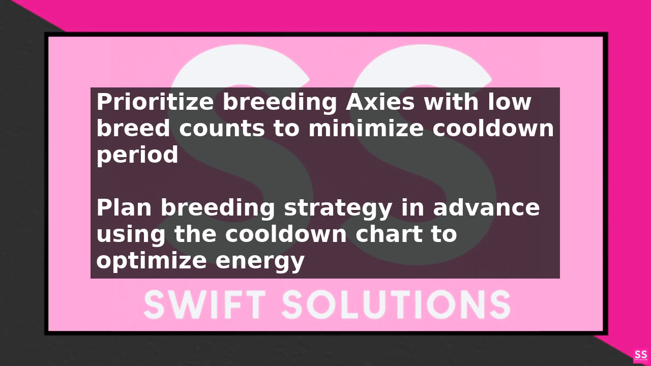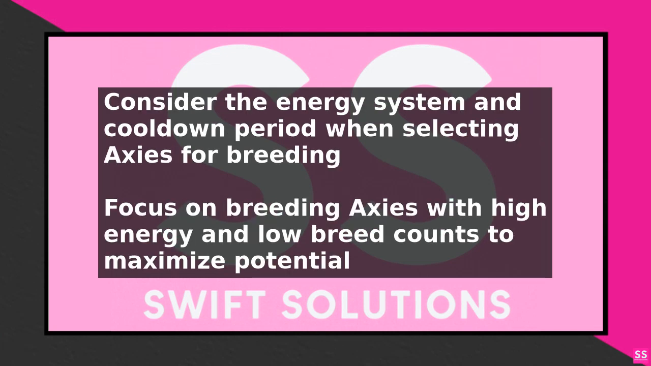This involves identifying the Axies you want to breed, calculating the energy required, and scheduling the breeding process to minimize downtime. By doing so, players can optimize their breeding process and make the most out of their energy. Third, consider the energy system and the cooldown period when selecting Axies for breeding. Players should focus on breeding Axies with high energy and low breed counts to maximize their breeding potential.